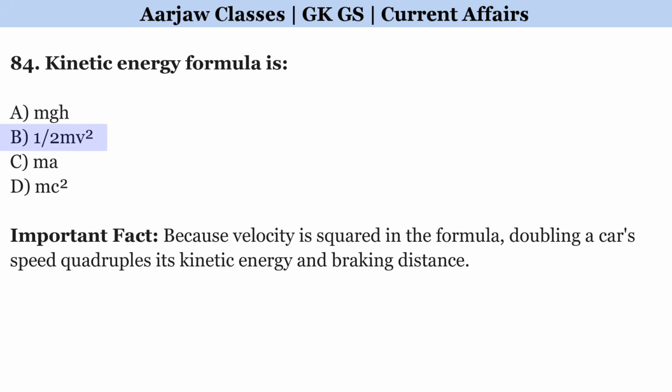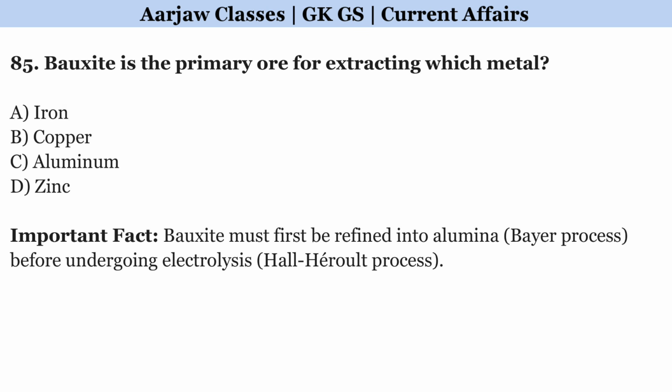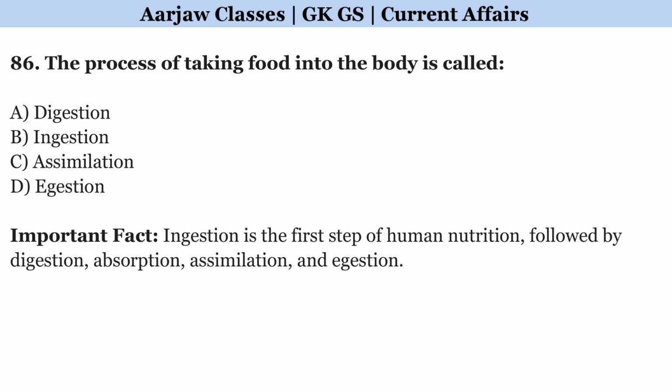Half mv². Bauxite is the primary ore for extracting which metal? Correct option is C. Aluminum. The process of taking food into the body is called? Right option is B. Ingestion.